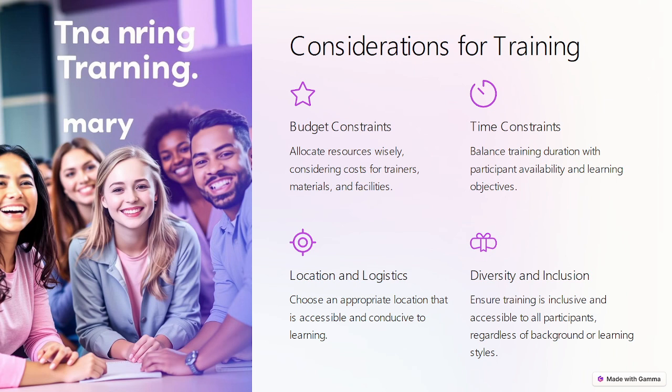Budget constraints means use or allocate the resources properly. Considering the cost of the trainers, materials, facilities, each and everything, you need to make a budget of it. Say, for example, any engineering college wants to start a 5 days faculty development program. First of all, the management will think about the budget. How many speakers or trainers are coming for this 5 day faculty development program? From which city are they coming?